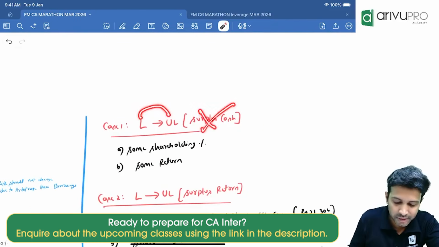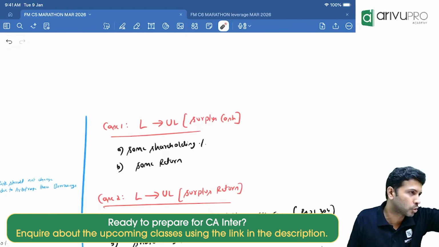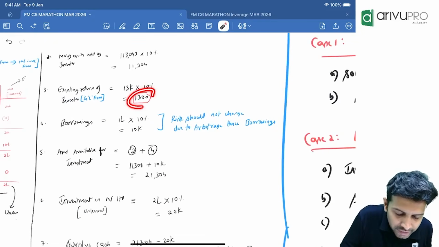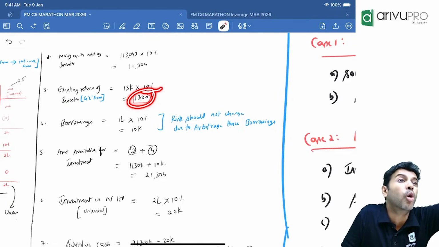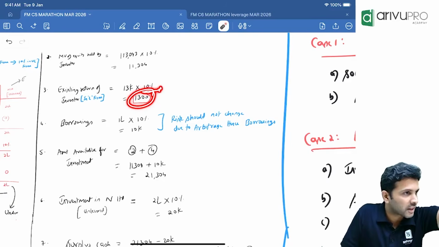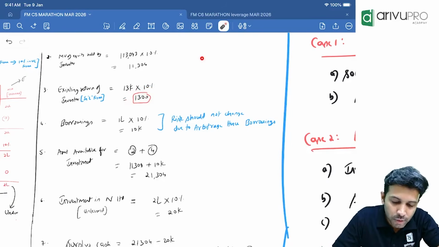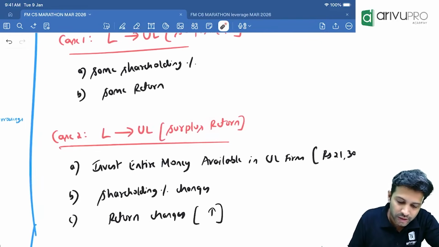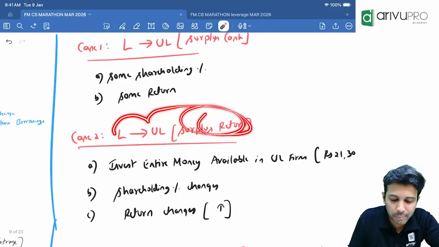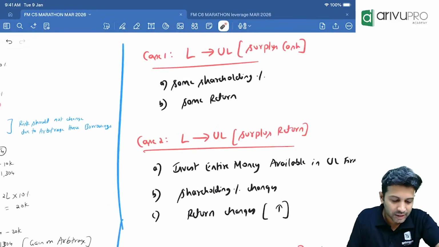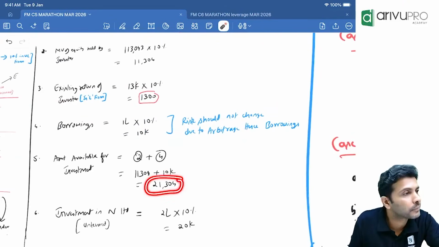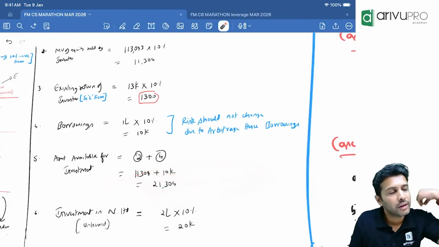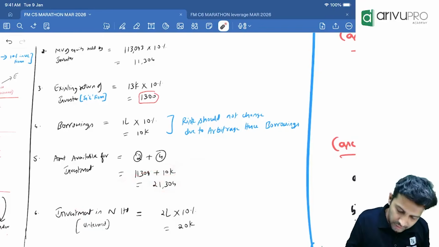Now the same scenario, if you have understood this, we are going from levered to unlevered firm, not under surplus cash approach, but under surplus earnings approach. In the surplus earnings approach, if you are already getting 1,300, we will expect 1,300 or more. That's the second approach. How much money is available for investment now? 21,300. Will you keep any part of this money or invest it fully? Invest this fully. Invest the entire amount available.